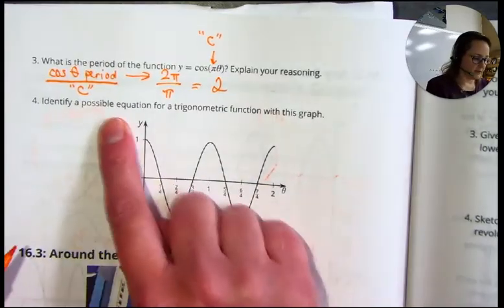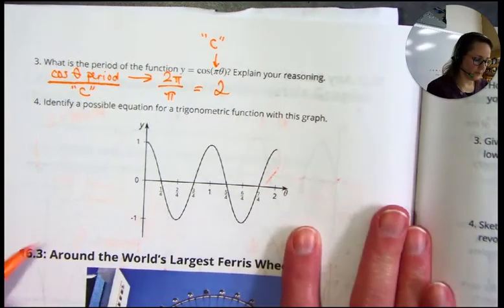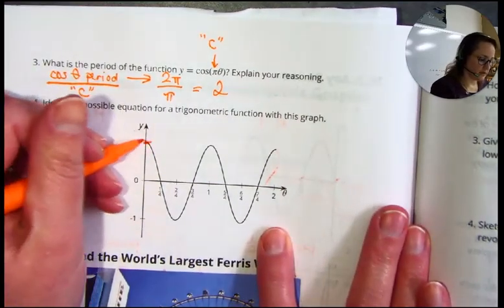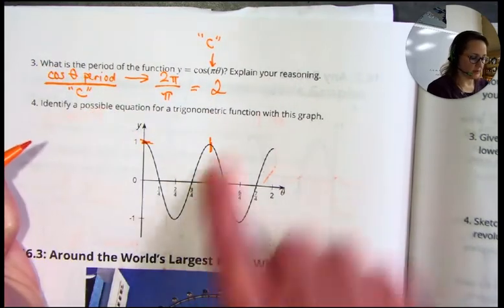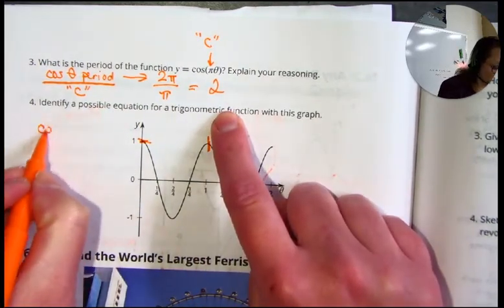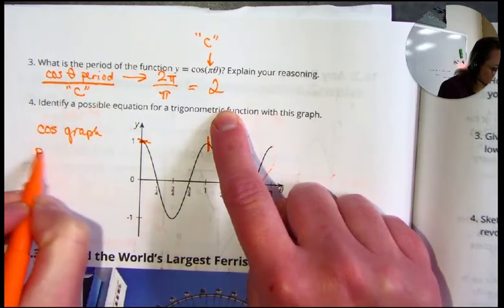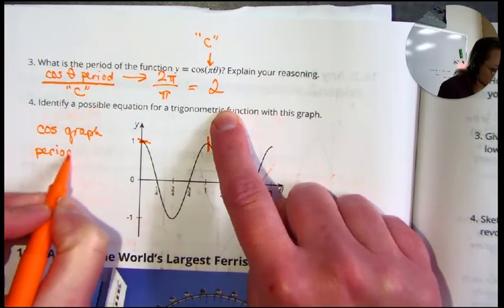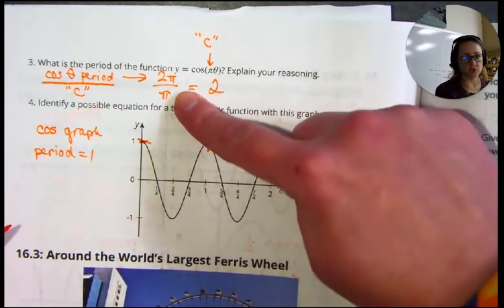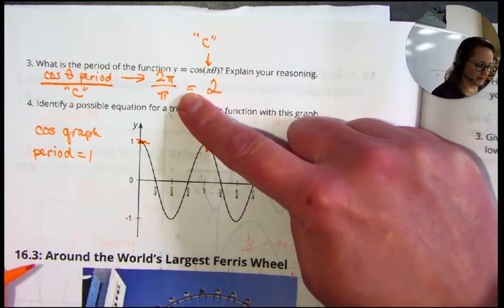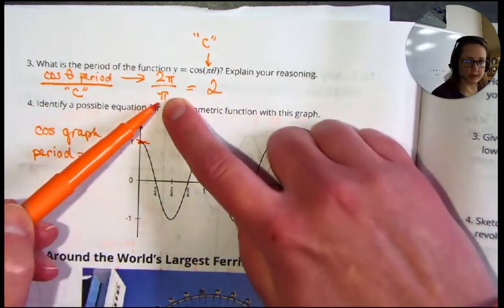Okay, so a couple ways we could show that. So if I needed to identify a possible equation for a trig function with this graph, well, it looks like a cosine graph. It's starting up high, going down low, and then it has a period that is repeating by 1. So we're going to look at maybe a cosine graph. This time the period equals 1. Okay, so I'm going to look up here at my cheat sheet. And if I need the period to be 1, here the period was 2 and I had 2 pi over pi.